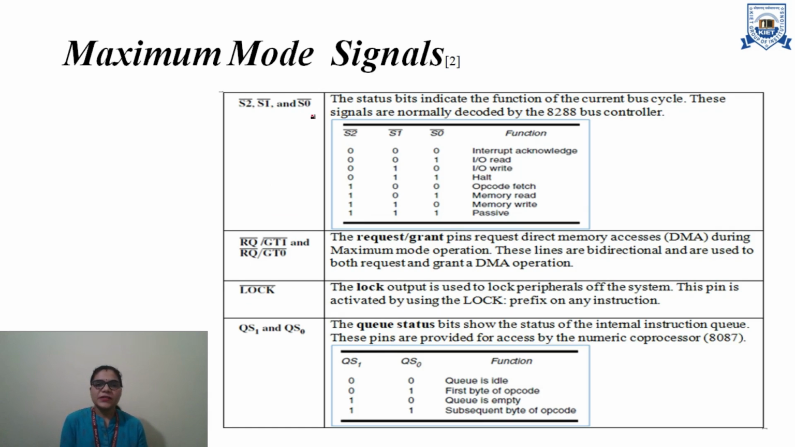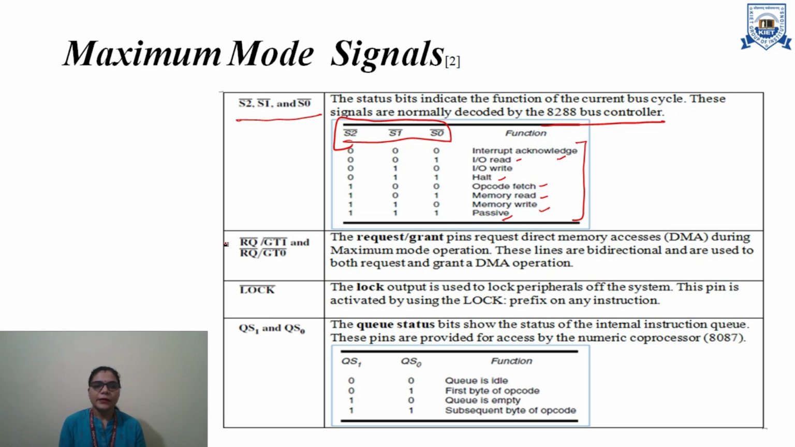So here, as we discussed, the S0, S1, S2 bar control signals will define the status of operation, or we can say the bus cycle. And these three signals will be observed and decoded by the 8288 bus controller. Various operations are denoted by these three status signals. These are interrupt acknowledge, input read, input output write, halt, code fetch, memory read, memory write, or a passive state. No bus cycle is being used.